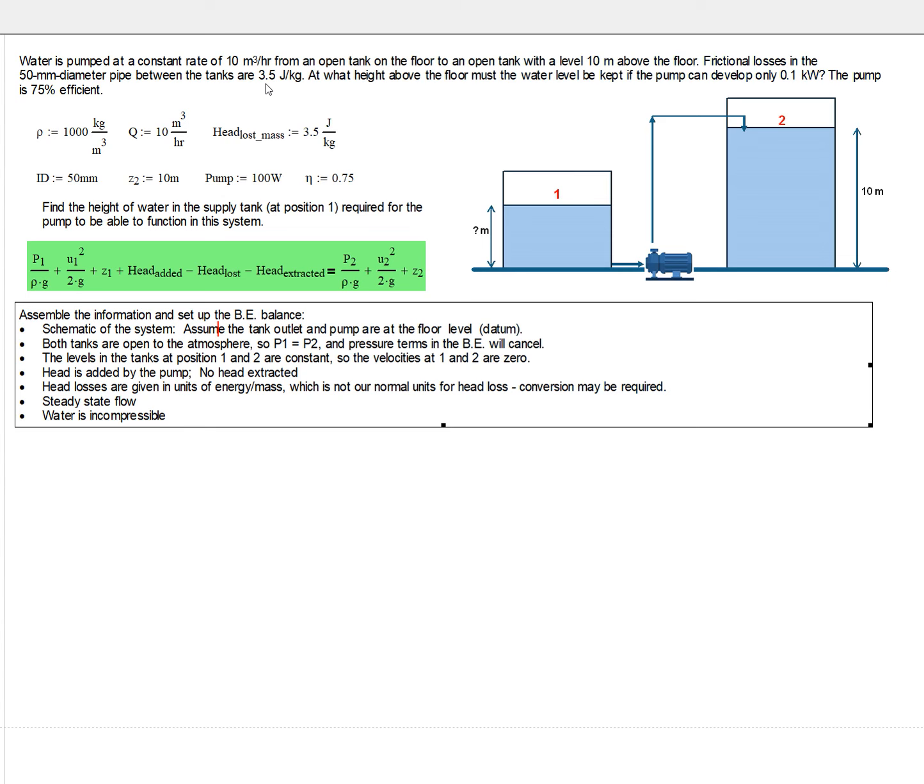We do not know that much detail about the piping, but we are told what the frictional losses are. But note that the units are a little strange. The units are energy per mass. We are not used to dealing with that. This Bernoulli equation is not written on an energy per mass basis.